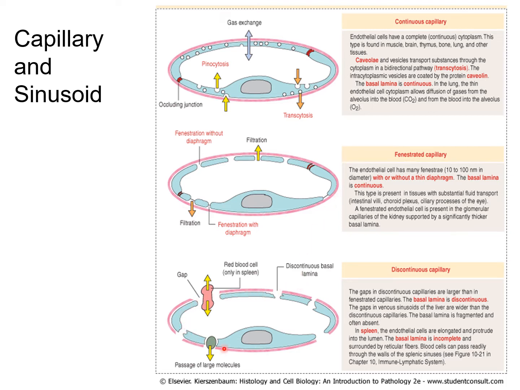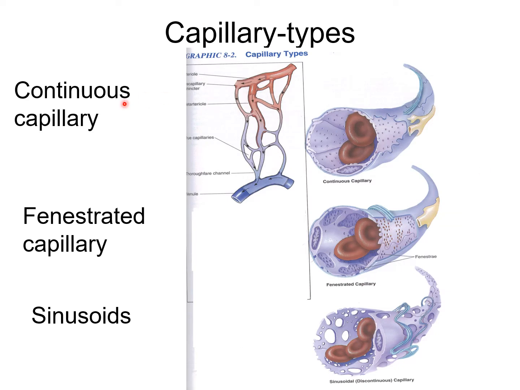And discontinuous capillary or sinusoids. There are big gaps between the endothelial cells, and there are gaps in the basement membrane also. So this kind of capillaries are present in the liver. Again, there are examples of three types of capillaries: the continuous capillaries, the fenestrated capillaries, and the sinusoids.